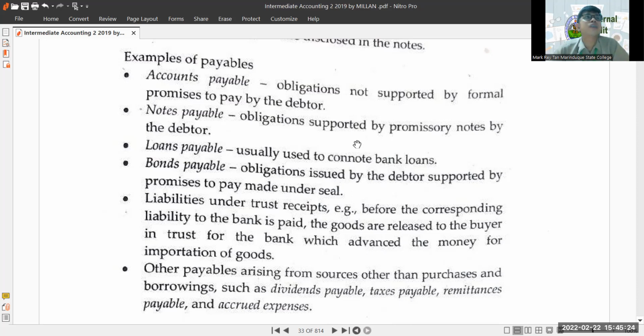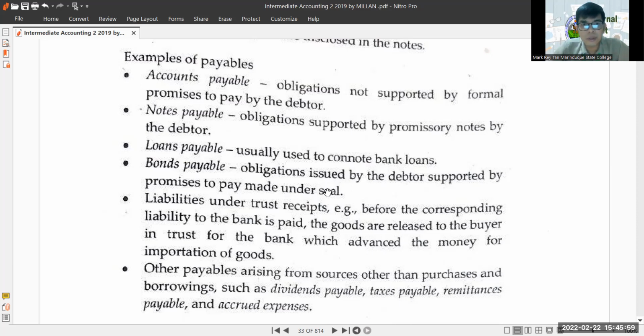Ano nga mga common words of promissory note? I promise to pay ganitong amount, itong seller na to at this date. Mga ganun. Okay? Bonds payable, so alam natin yan. Bonds, basahin natin. Issued by the debtor supported by promises to pay made under seal. So itong bonds, mas secure ito kumpara sa notes payable.